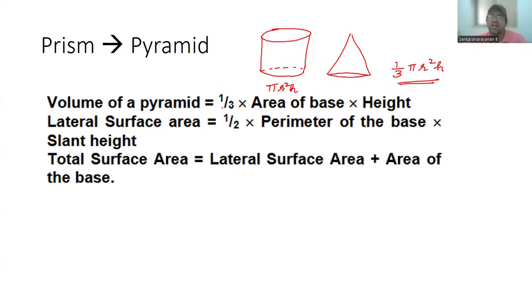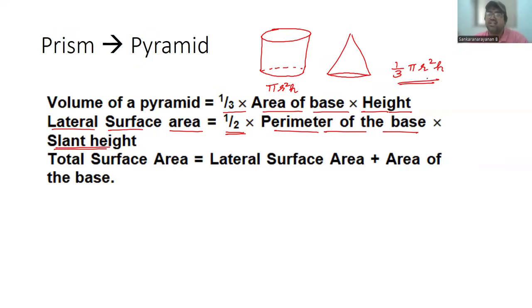This is what I indicated when I said volume of a pyramid. It will be 1/3 times the volume of the prism from which it is carved out. Make a note of that. In the same way, the lateral surface area associated with a pyramid, if you're going to calculate, will be nothing but 1/2 times the perimeter of the base, multiplied with something called the slant height.